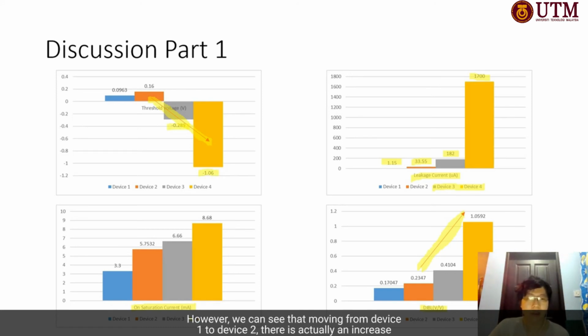However, moving from device 1 to device 2, there's actually an increase in threshold voltage due to the increase in substrate doping concentration, despite the reduced oxide layer thickness and reduced channel length. The increase in substrate doping concentration is more prominent compared to the reduction in oxide layer thickness and channel length. So for the DIBL values here, there's actually not much increase, and this effect is being overcome by the increase in substrate doping concentration.